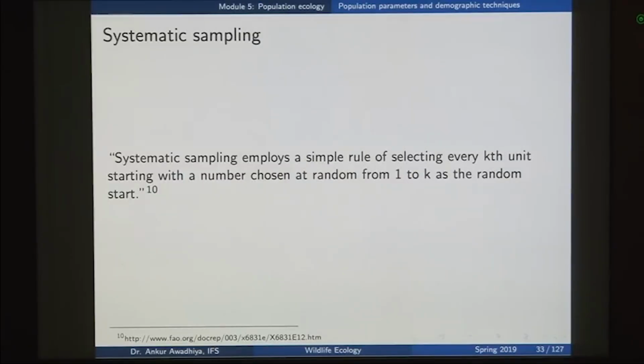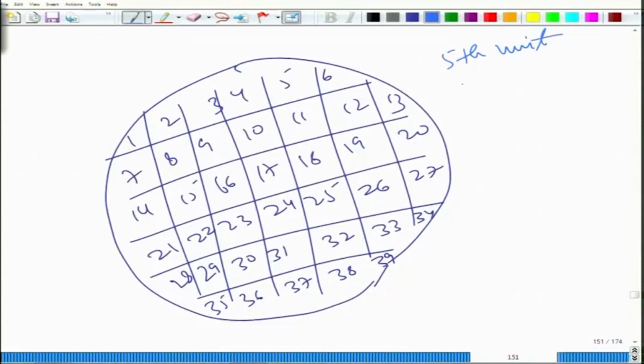So, for instance, in this case we can say that every 5th unit will form a part of the sample, and the first unit will be chosen at random. So, 1, 2, 3, 4, 5, you can choose any of these at random. This can be through a lottery, and suppose you have chosen the third one. In this case the third one is a part of the sample. Now, counting five, the 8th one becomes a part of the sample.